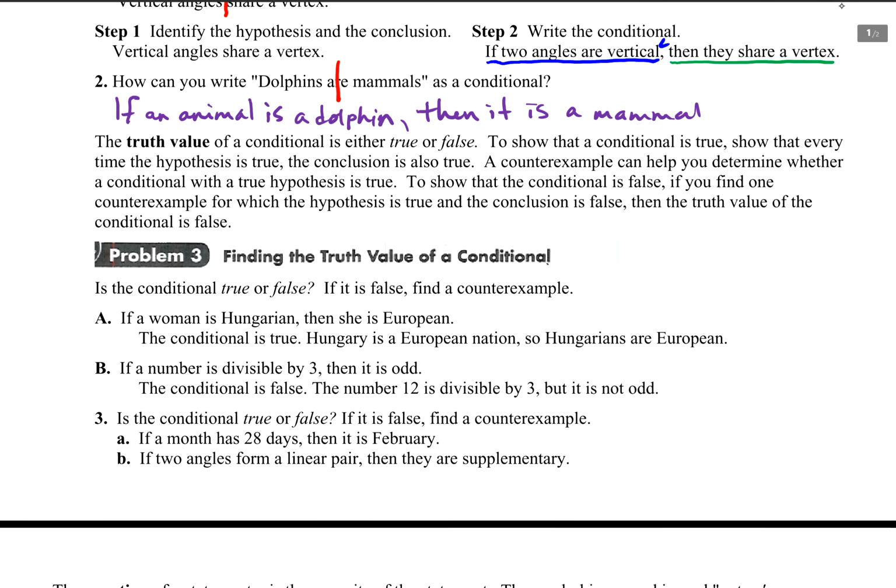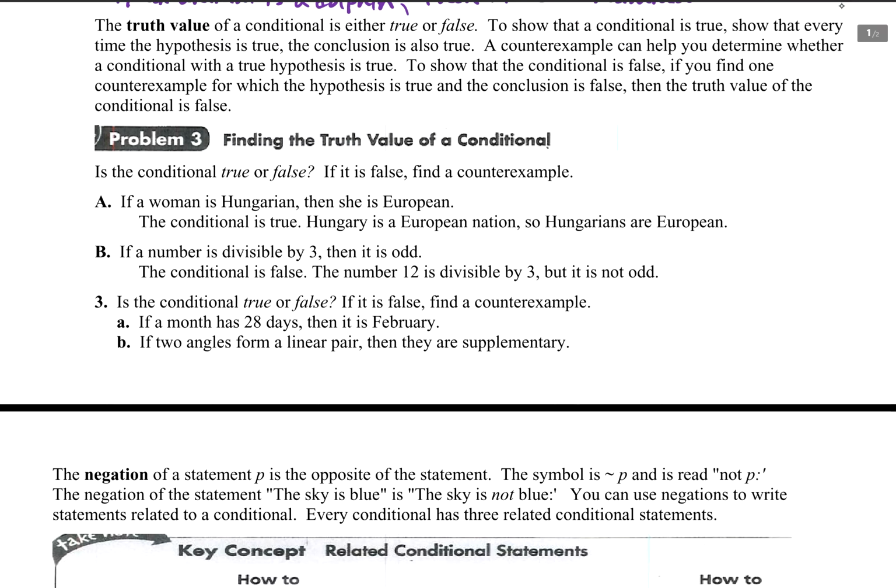So far these should be pretty easy. Let's talk about truth value. This is going to be one of the more challenging things that we do with conditional statements. Your conditional is either true or false. If your conditional is true, then every time the hypothesis is true, the conclusion is true.